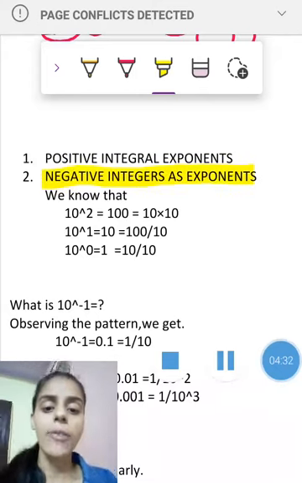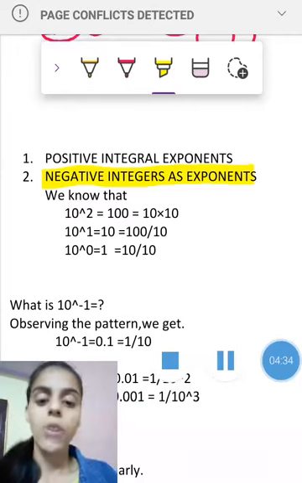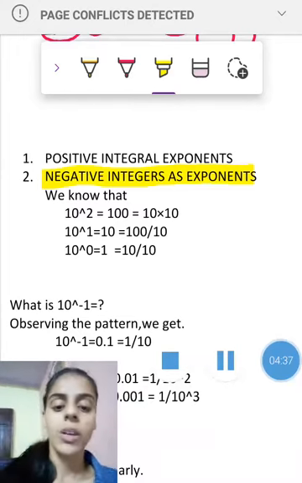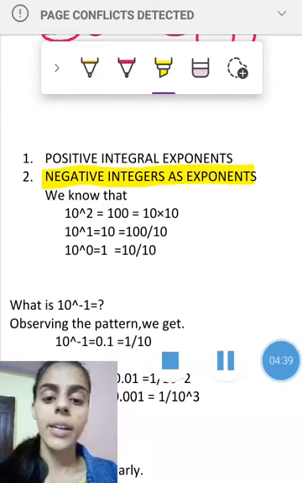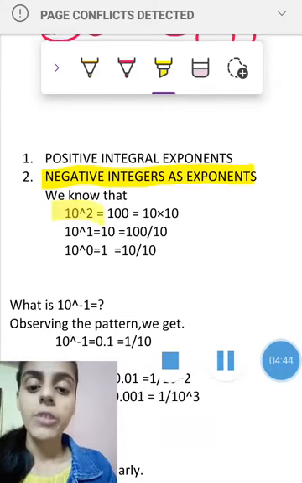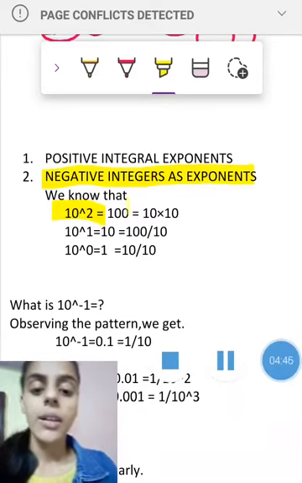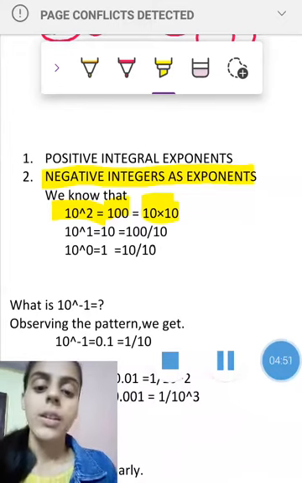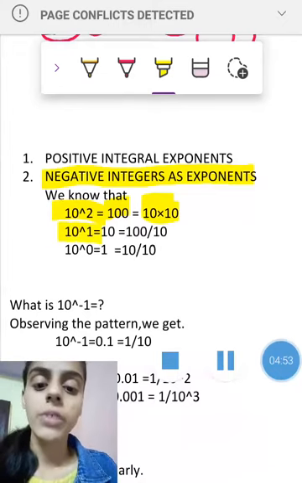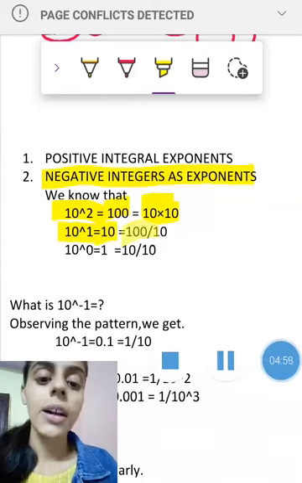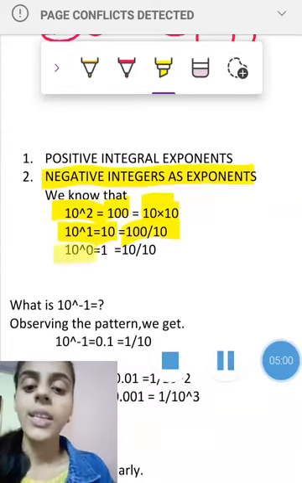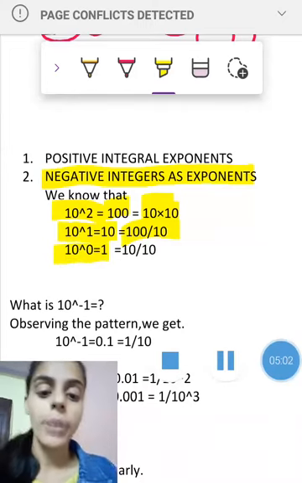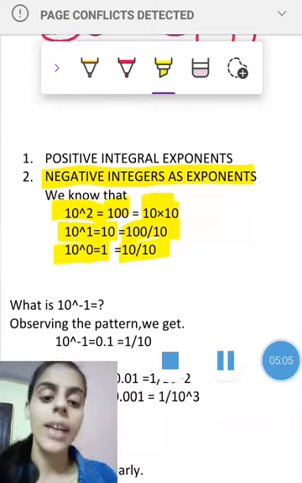Firstly, we have to know some pattern of positive integers, then we will get some idea about the negative ones also. You can see that 10 raised to the power 2 is 100, and its open form is 10 multiplied by 10. Now secondly, 10 raised to the power 1, and its value we get 10 because it is 100 upon 10. Similarly 10 raised to the power 0 is 1 because it is 10 upon 10.